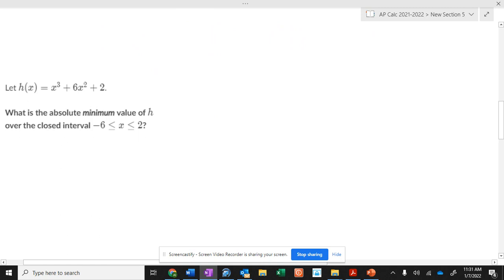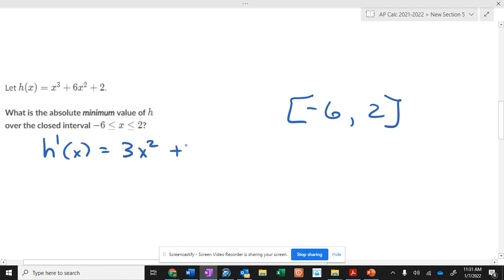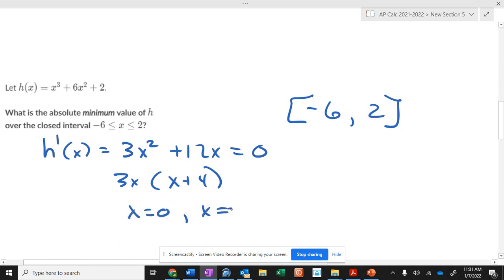Now we go to absolute minimums. It's a closed interval from -6 to 2, so we have to use check values and solve this. What's the first derivative of this? 3x squared plus 12x. Set it equal to 0. Take out a 3x and you get x plus 4. So x equals 0 and x equals -4. Are they both within this interval?